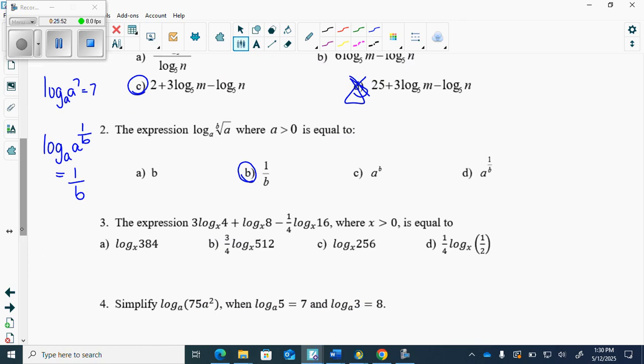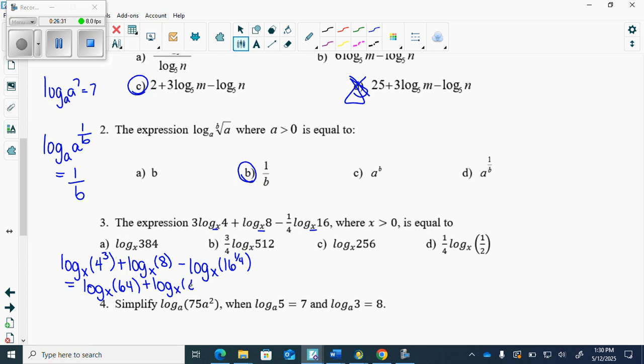All right. Base x, base x, base x. I can't put them together currently because they don't have plus or minus 1s in front. So I'm going to get log base x of 4 to the 3 plus log base x of 8 minus log base x of 16 to the quarter. 4 to the 3 equals log base x of 64 plus log base x of 8 minus log base x of 2.